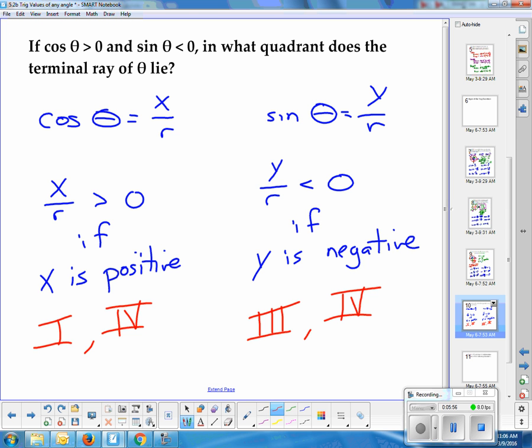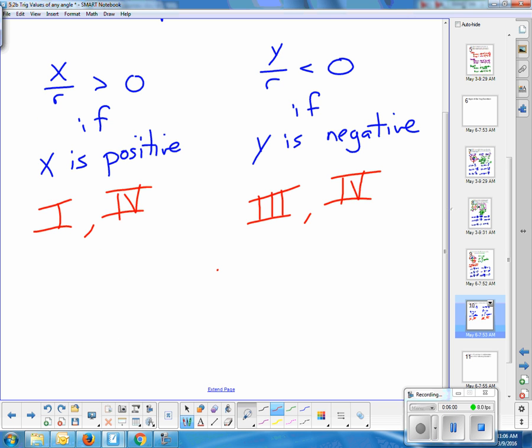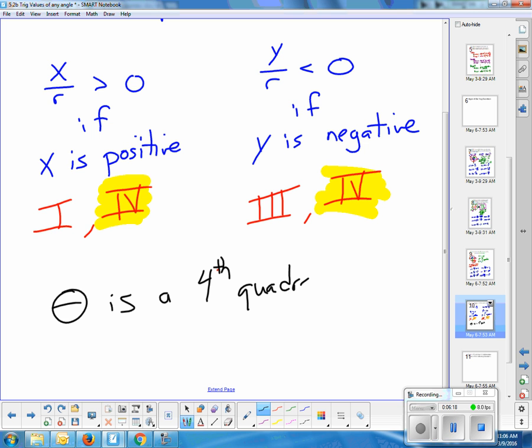So I look at my results, sorry about the bell there, and I see that the only place that fulfills both conditions is quadrant 4. So I can say that theta is a fourth quadrant angle. Now, I don't know if it's a positive angle or a negative angle or anything like that. That's just as good as I can do.